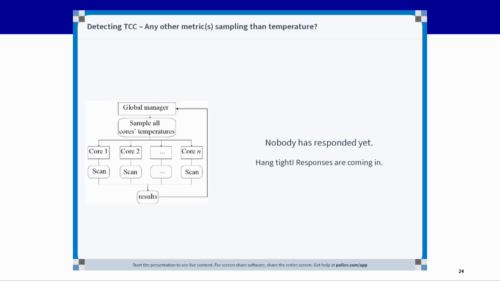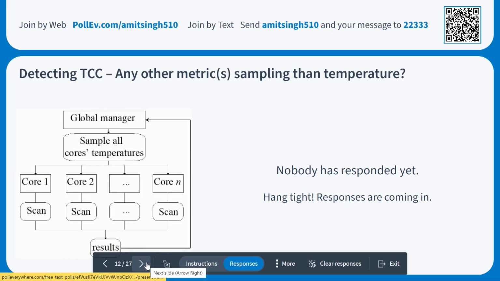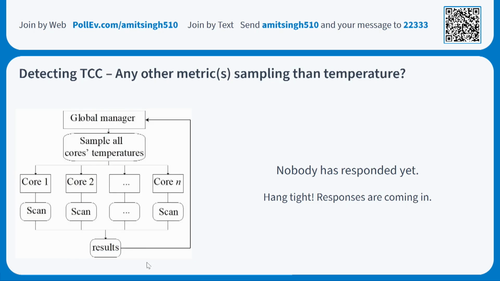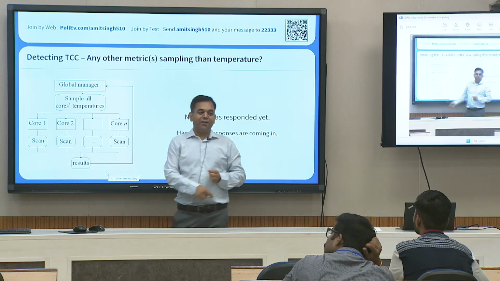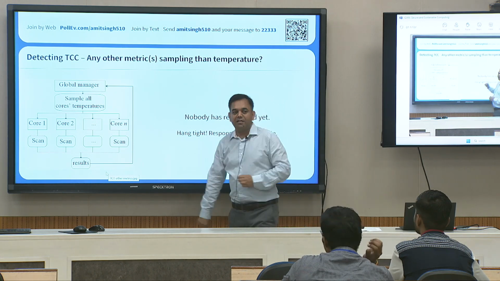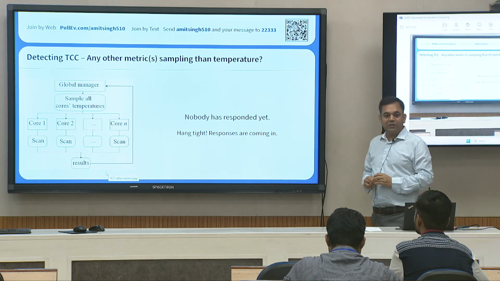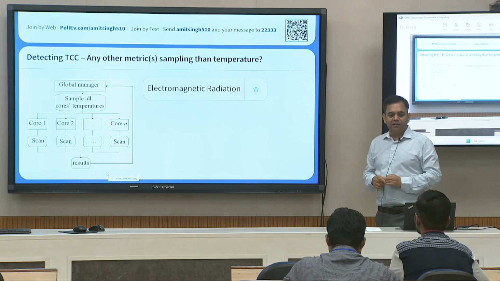I think I have a question now. Let's go there. So we used in the previous example temperatures. On each core every second, the temperature profile was transformed into the frequency domain and we did this scanning. Can you think of any other metric or any other parameters apart from temperature that can be used? So this one we get temperature of each core, right?